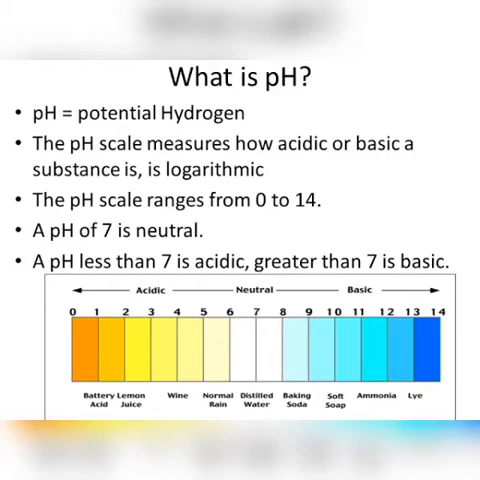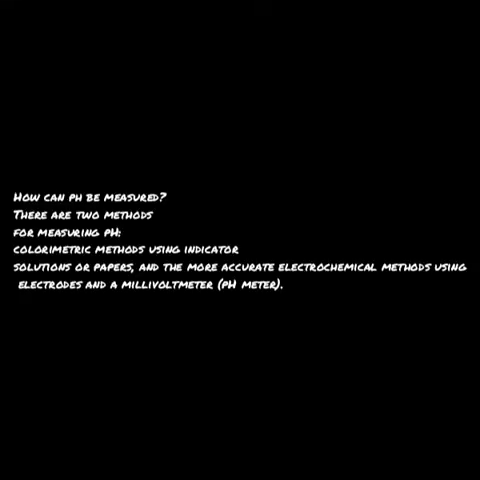So now, how can we create a pH scale? Well, today we're going to make an experiment in which we create a homemade pH scale. But before we do our experiment, we first need to talk about how pH can be measured. There are two methods for measuring pH. The colorimetric methods using indicator solutions or papers, which is the one that we are going to use today, and also the most accurate electrochemical methods using electrodes and a millivoltmeter, that is a pH meter.